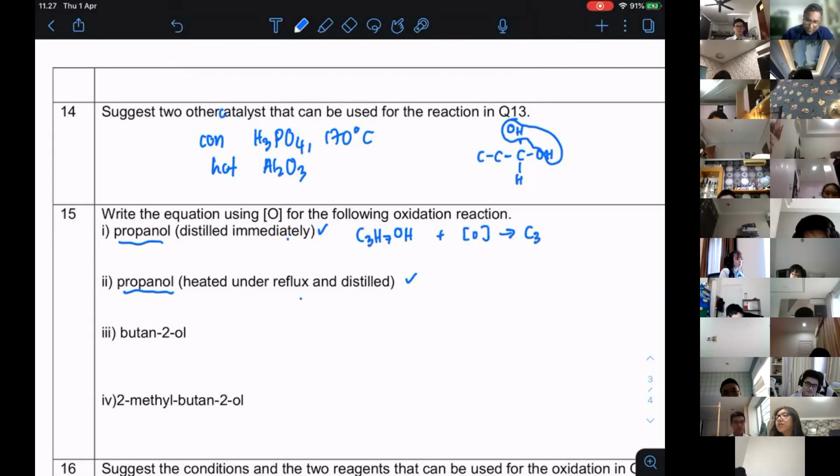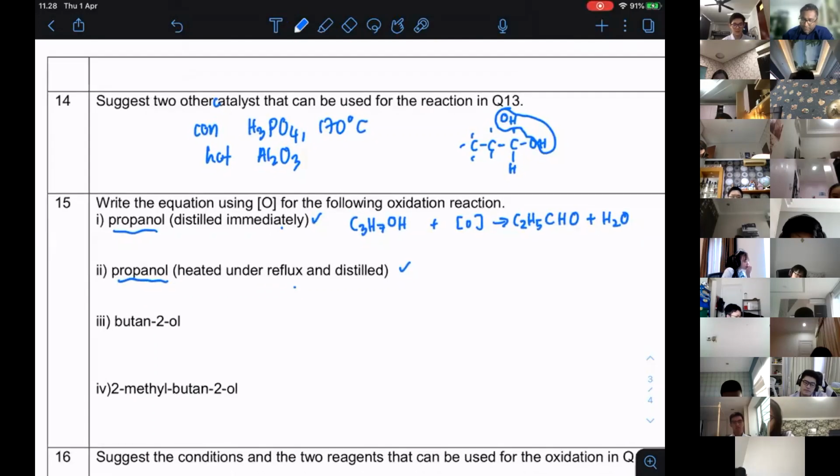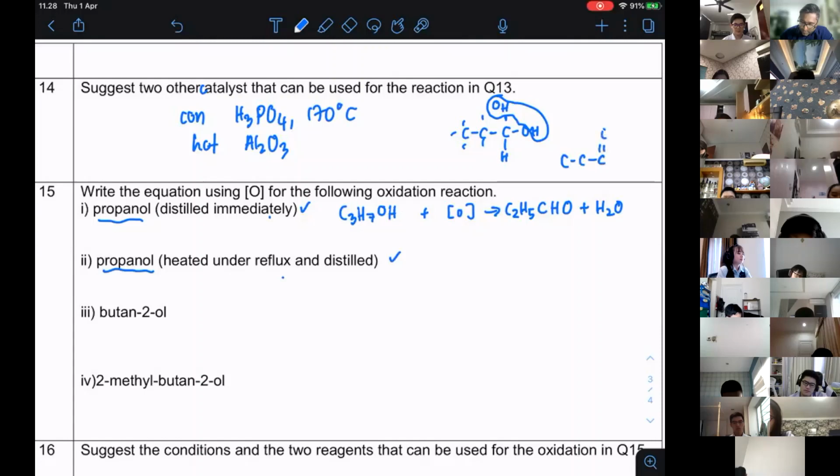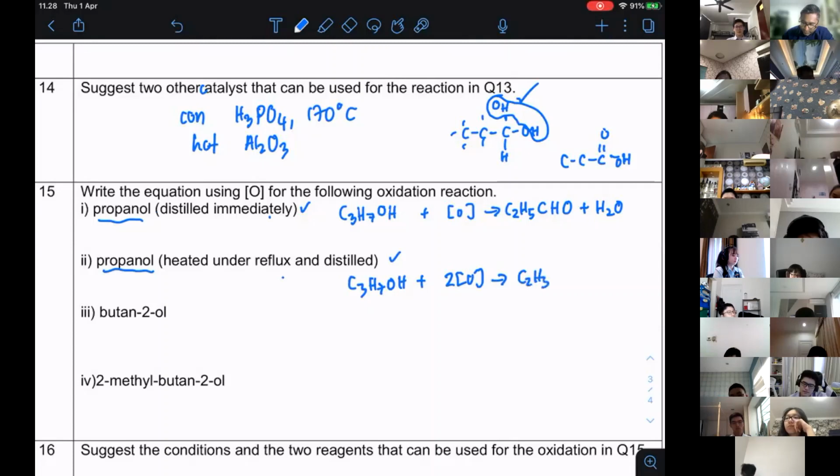Here there are going to be 5 hydrogens, so I'll put C2H5CHO. That's the aldehyde, and then you get water. After you get the aldehyde, what is going to happen next? Further oxidation: you get another O, and they oxidize to give you carboxylic acid. Since we are starting from C3H7OH, you put 1 O earlier and another O, so you get C2H5COOH plus H2O.